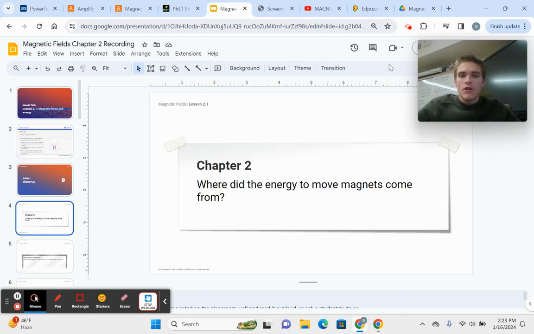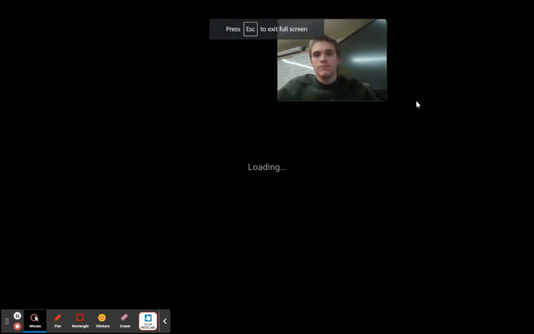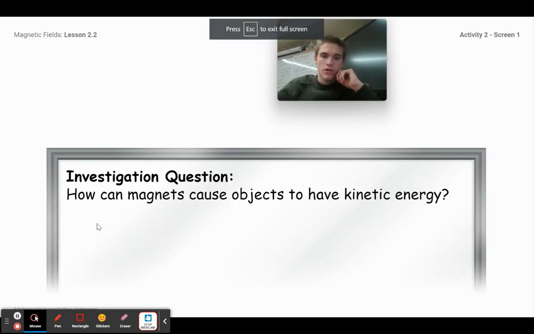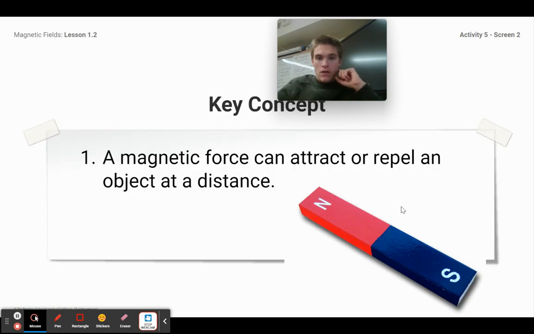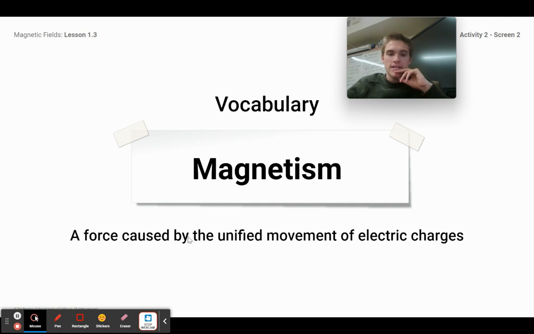Today we are looking at where did the energy to move magnets come from? Our first question is, how can magnets cause objects to have kinetic energy? Write down the question now. Remember, a magnetic force can attract or repel an object at a distance. Magnetism is a force caused by the unified movement of electric charges.